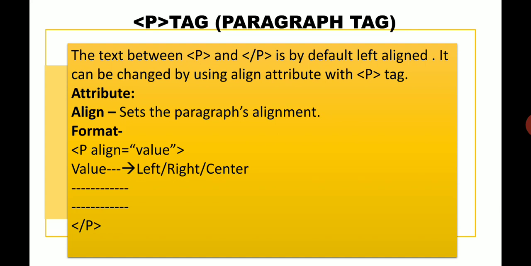The text between the opening tag of paragraph and the closing tag of paragraph is by default left aligned. So the alignment of any paragraph, by default, is left aligned. In case you want to change the alignment of any paragraph, you can do so by using the align attribute specified in the p tag. The format is given on the screen. You can see there, p align equals to value. Now this value can be left, right or center. We'll see it practically also. So the attribute of p tag is align, and the possible values of align are left, right and center.